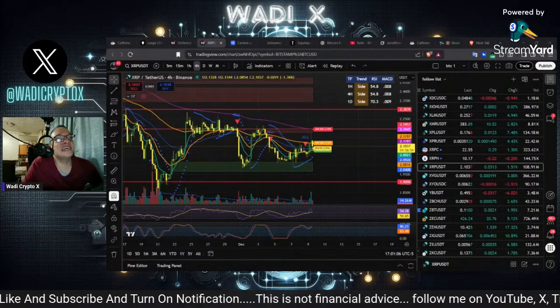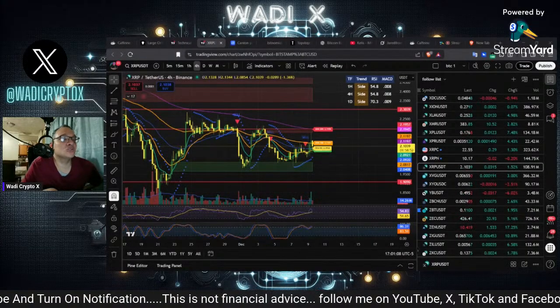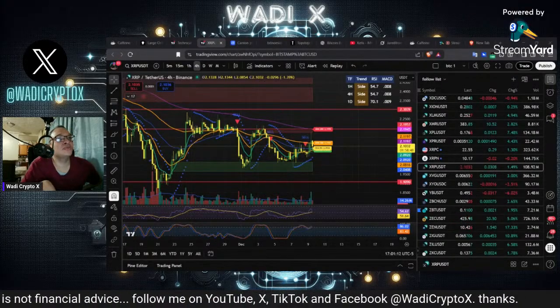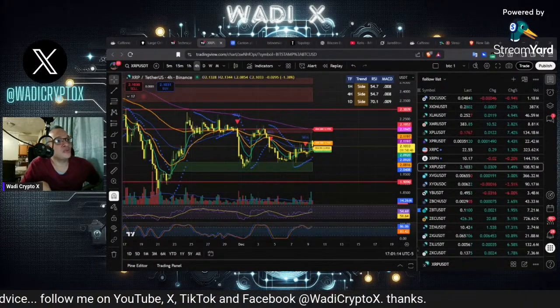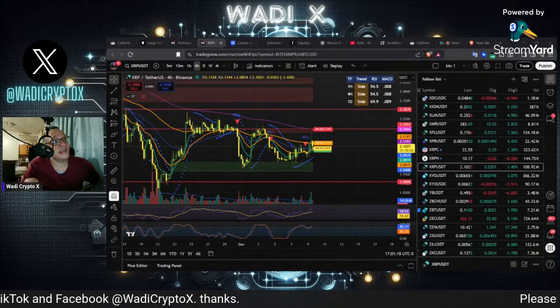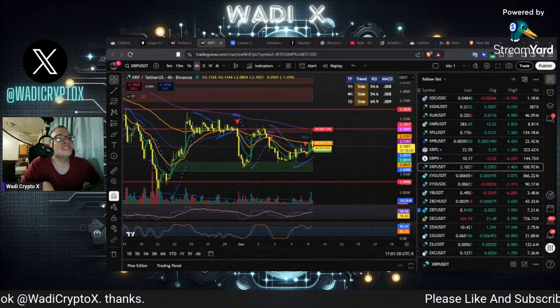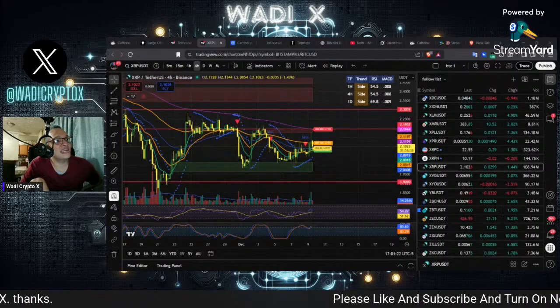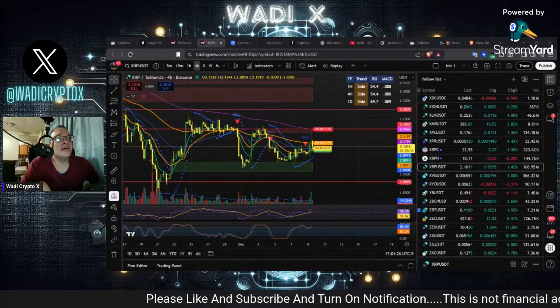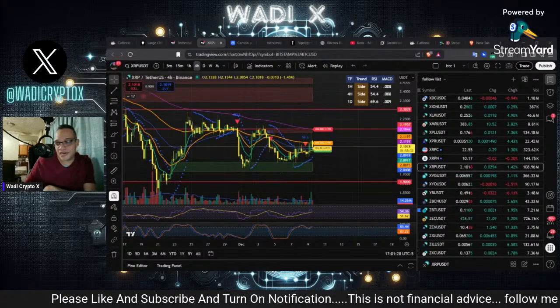I don't see how, until, like I said, Bitcoin breaks that structure between 74 to 71K. But then there's another last line of hope, which is the weekly 200 EMA, right? So I'm going to show you guys right here.